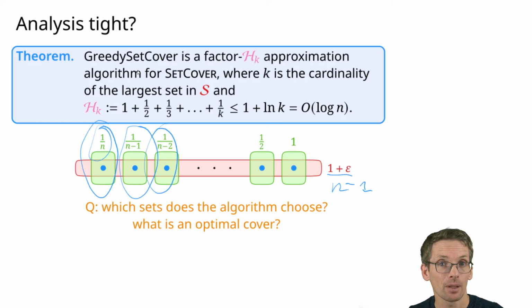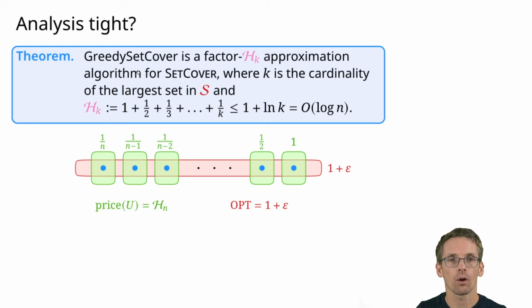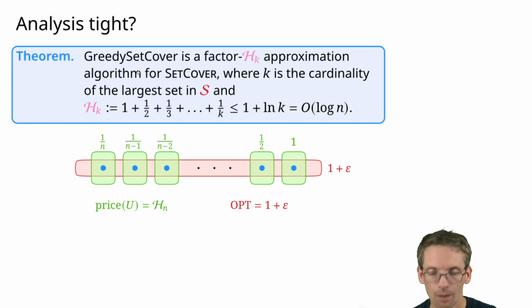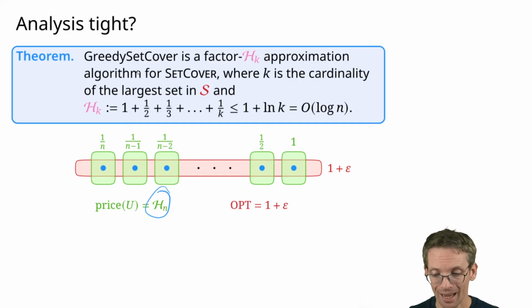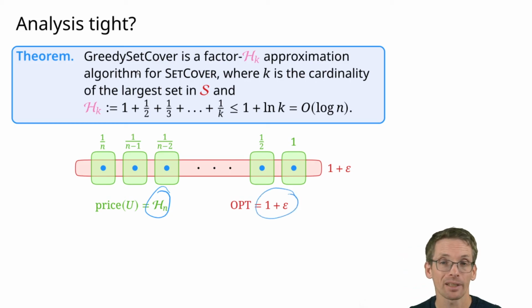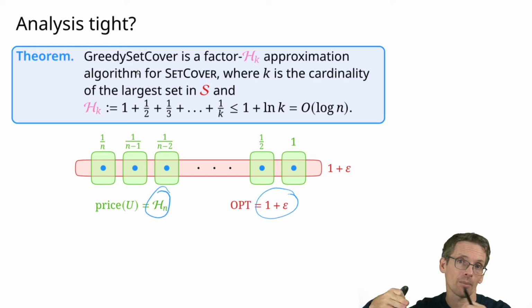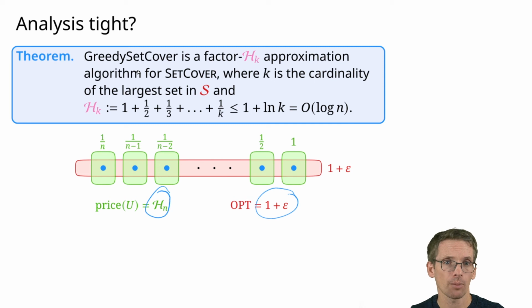Now let's sum up those weights: 1 divided by n, 1 divided by n minus 1, up to 1. This is exactly the definition of the nth harmonic number. So the algorithm computes a solution which has cost H_n, while the optimum would have been to simply select the red set, and then we would have had 1 plus epsilon. If you look at the quotient, then this is close to H_n, with epsilon as small as we want. So the algorithm indeed has this approximation factor.